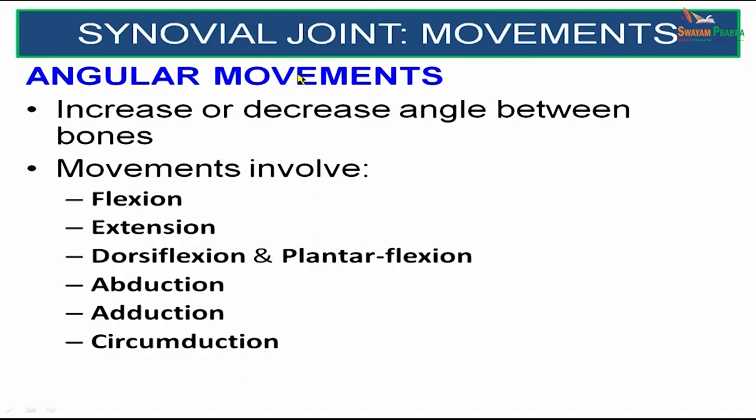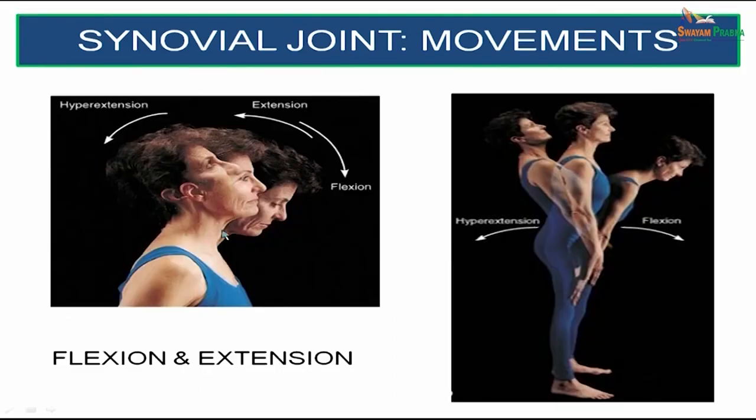Then angular movements. In angular movements, there is always an increase or decrease of angle between the concerned bones. Therefore, we may have the movements flexion, extension, dorsiflexion, plantar flexion, abduction, adduction and circumduction. These are the movements which are angular in nature. So, looking at the pictures, we can see this movement in which the angle between the face and the chest is decreased. This is flexion.